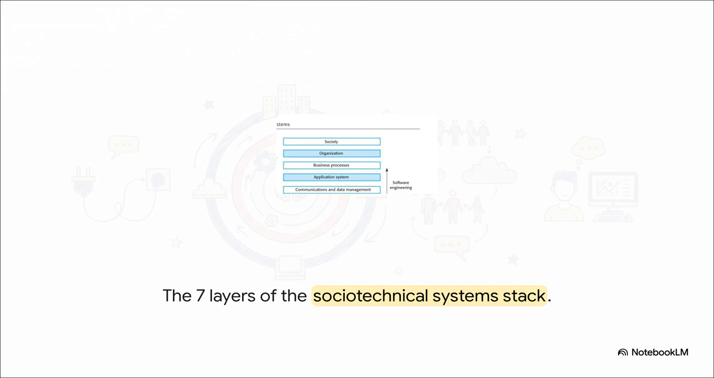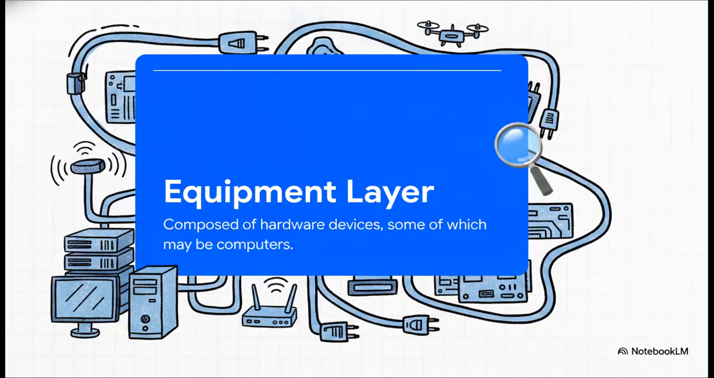Now, I want you to memorize this hierarchy from bottom to top. It is absolutely vital for your exams and, honestly, for your future careers. Let's walk through each of these layers step by step so you understand exactly what lives where. We're starting at the very foundation, the equipment layer. This is exactly what it sounds like. It's composed of the physical hardware devices.